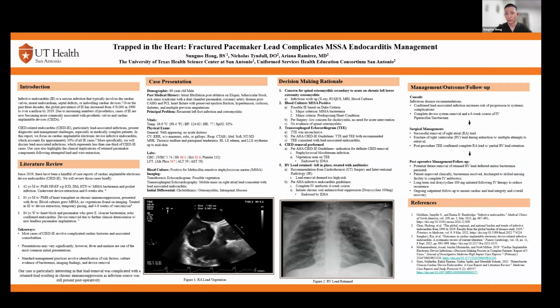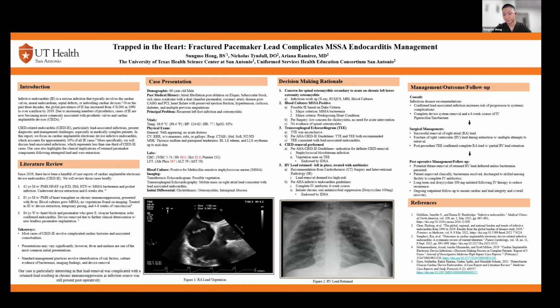Upon discussion with the infectious disease doctors, they confirmed the presence of a lead-associated infection, and they recommended that we do a procedure to remove the infected lead, as if we left it in, the likelihood of it progressing to a systemic infection would be very high. And so vascular surgery got involved, and they were able to remove the infected lead.